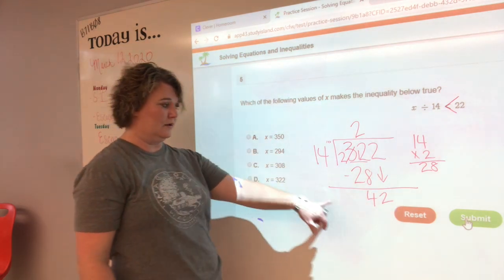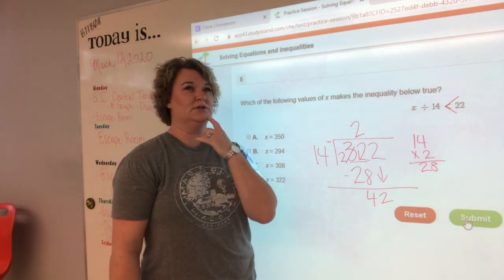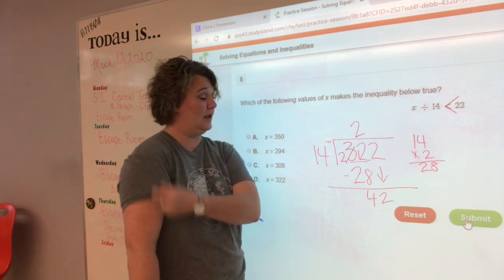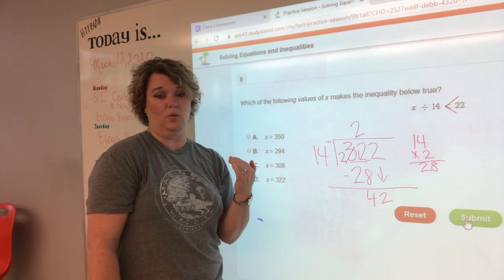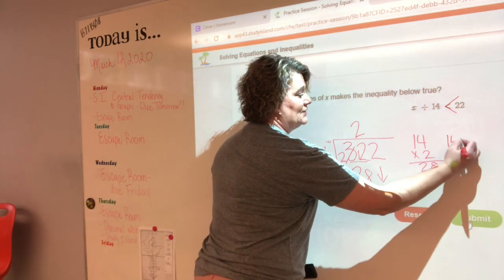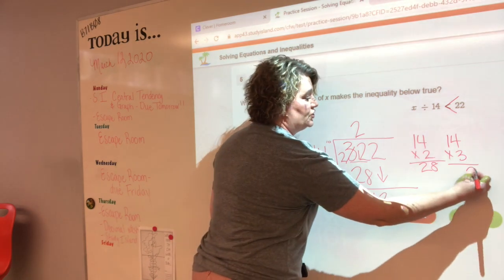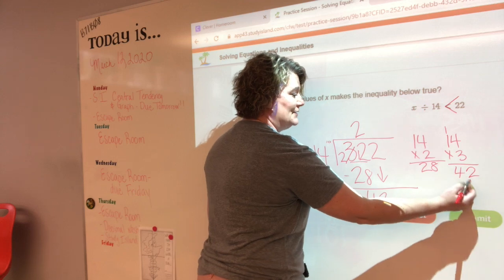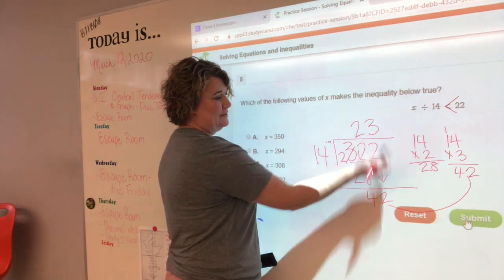So here I am again. I don't know my 14s, but I know my 10s. Well, 10 times what is going to get me close to 42? Wouldn't that be 4? Isn't 10 times 4, 40? And that's pretty close. But since this is bigger, I'm going to back off 1. So I'm going to say 14 times 3 and see what we get. 3 times 4 is 12, carry a 1. 3 times 1 is 3, plus 1 is 4. Ding, ding, ding! That's exactly what I needed. So that would be 3 times.